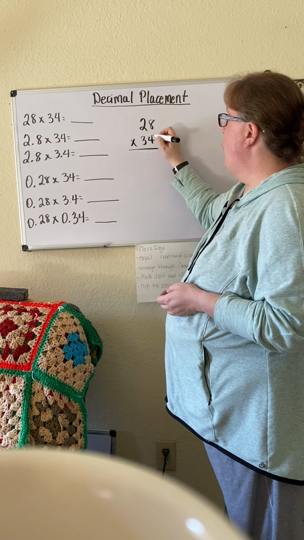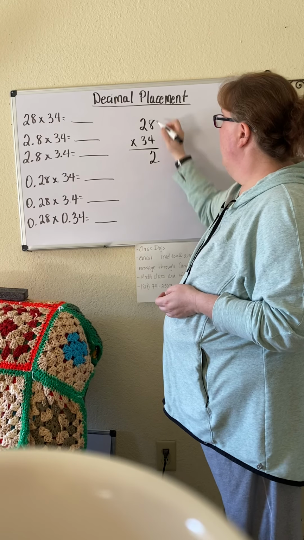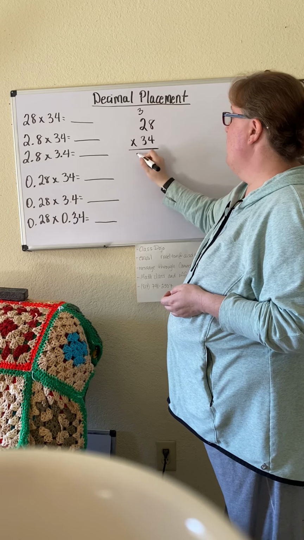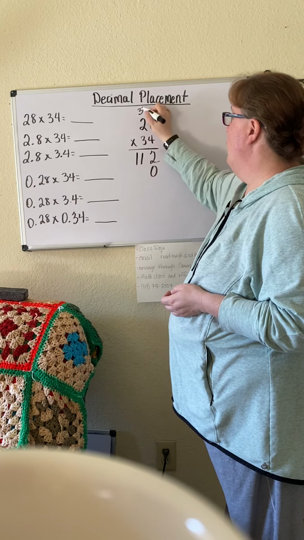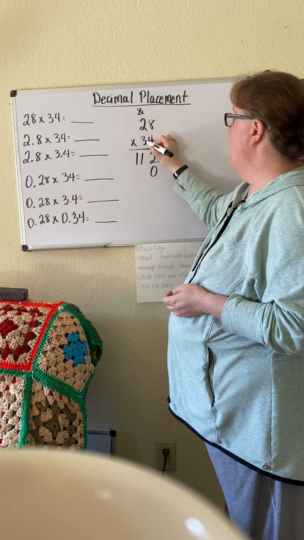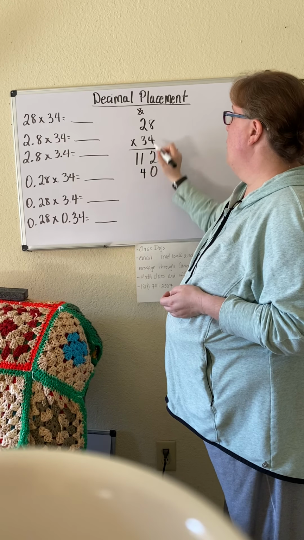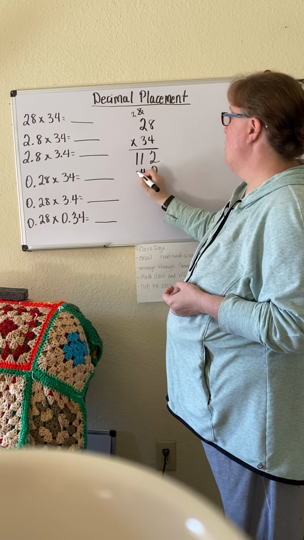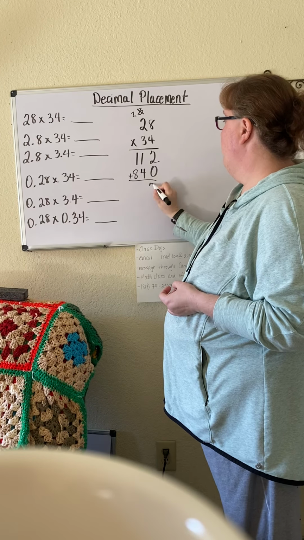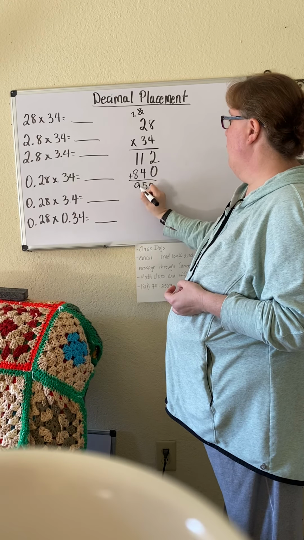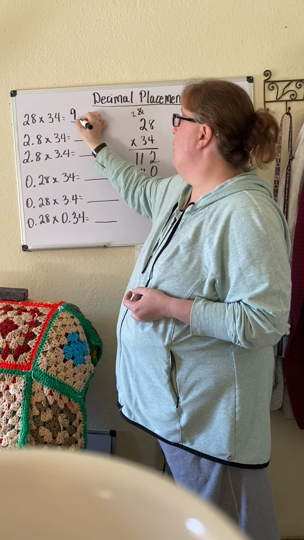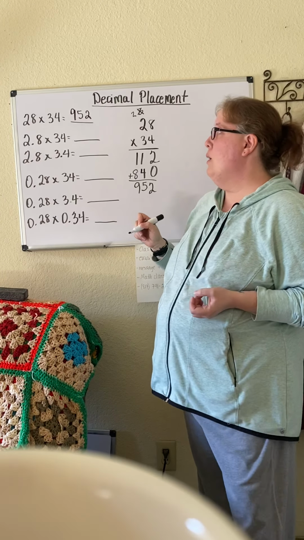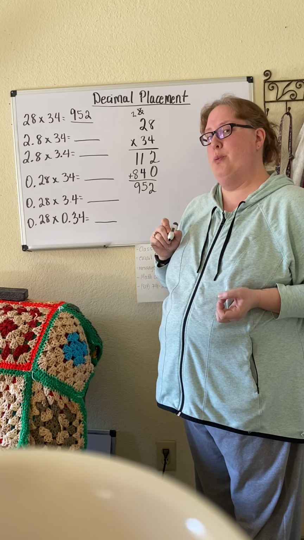Okay, 4 times 8, 32. 4 times 2, 8, plus 3 is 11. Going to the tens place, 3 times 8, 24. 3 times 2 is 6, plus 2 is 8. Okay, so that tells me that for the whole numbers, 28 times 34, my answer is 952.